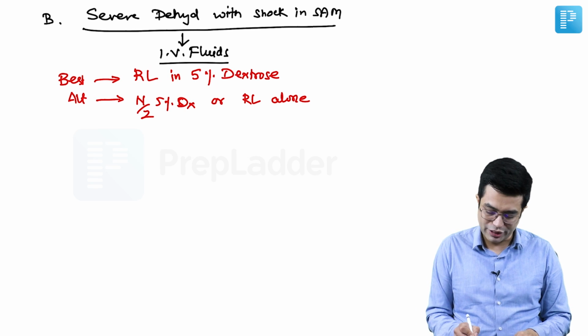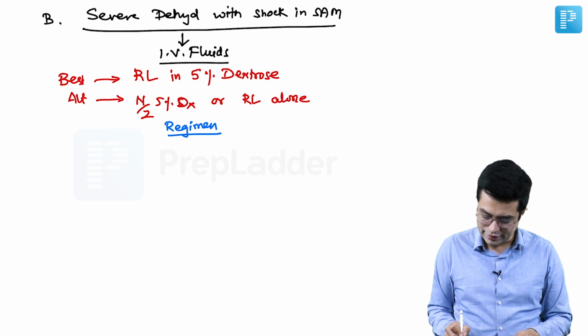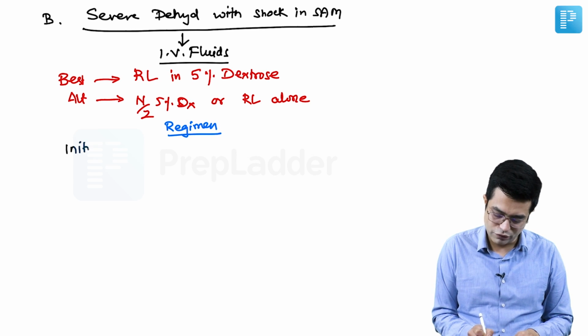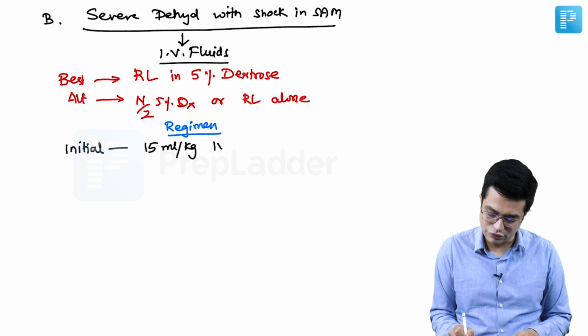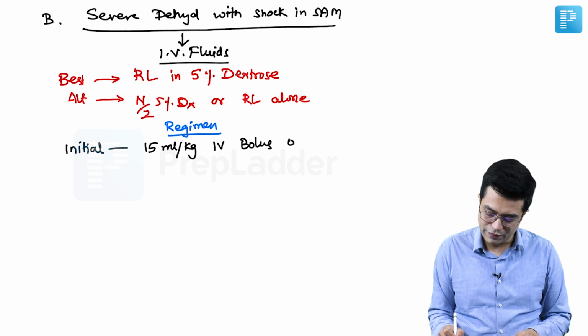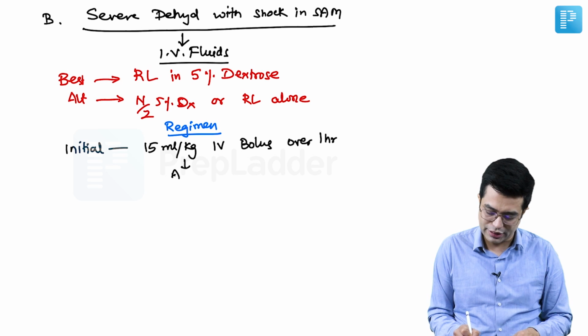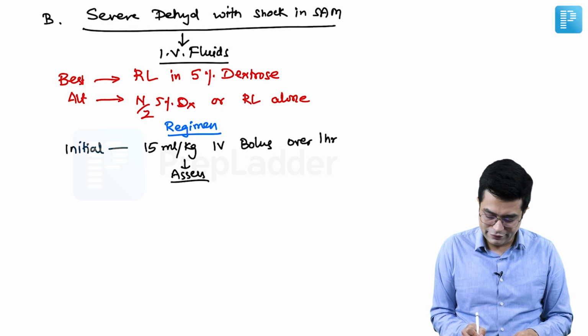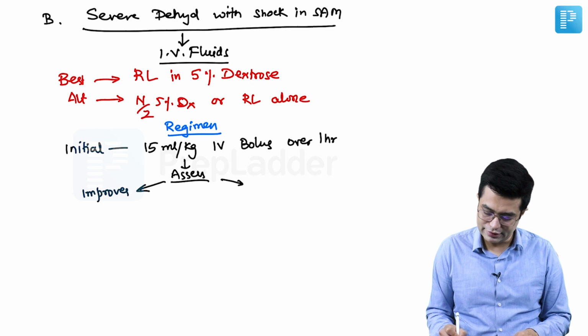Now, what is the regime that we follow here? The regime is very clear. Initially, to all children, you will give a 15 ml per kg IV bolus of this fluid over 1 hour. After giving this fluid, you will assess the child. Right? If the child improves, and the second scenario will be that there is no improvement.